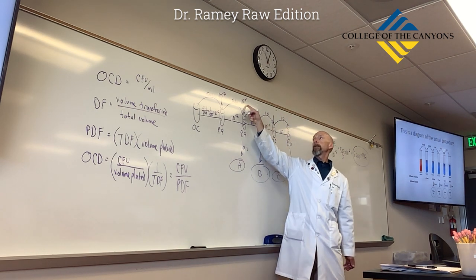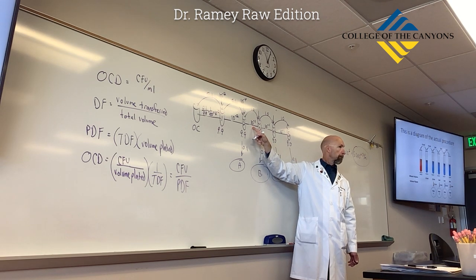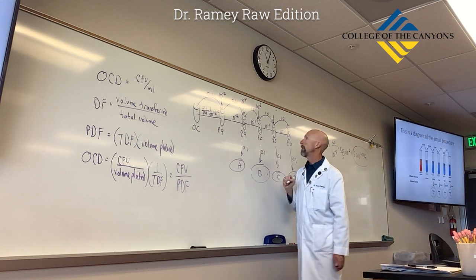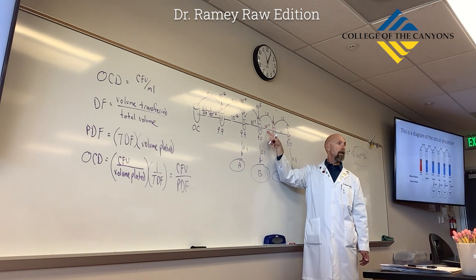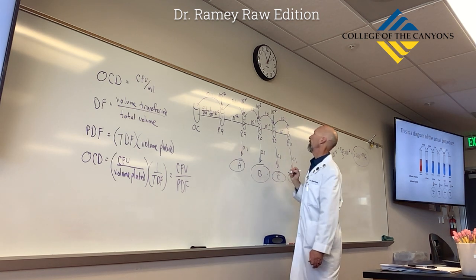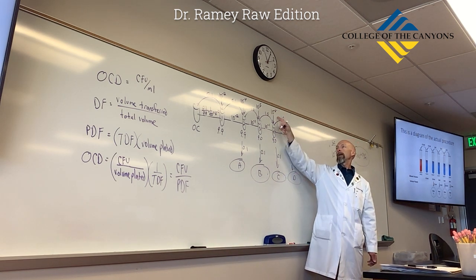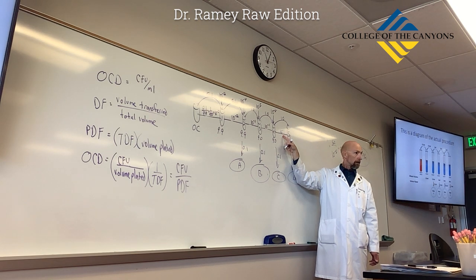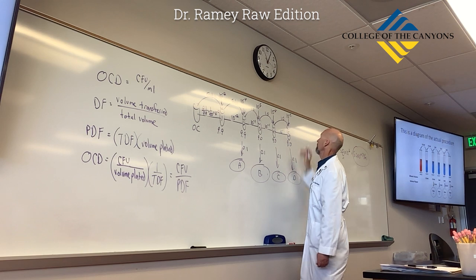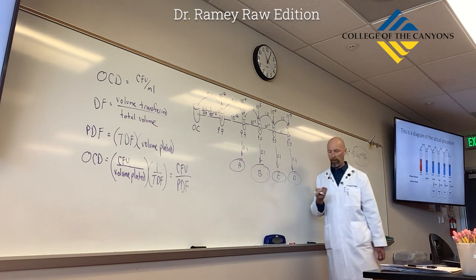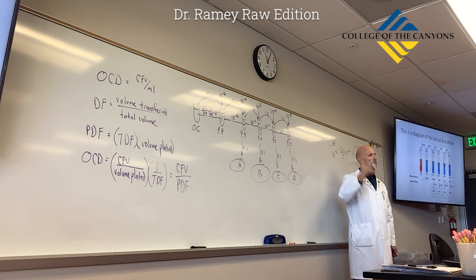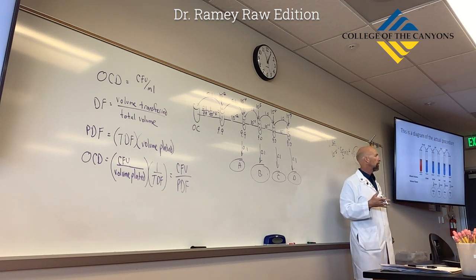So 10 to the minus 4 times 10 to the minus 1 is 10 to the minus 5, so the TDF of tube 3 is 10 to the minus 5. 10 to the minus 5 times 10 to the minus 1 is 10 to the minus 6, so the TDF of tube 4 is 10 to the minus 6. And then 10 to the minus 6 times 10 to the minus 1 is 10 to the minus 7, so the TDF of tube 5 is 10 to the minus 7. I'm getting ahead of myself a little bit there. Okay, so now we've calculated the TDF, the total dilution factor, of each of the dilution tubes.